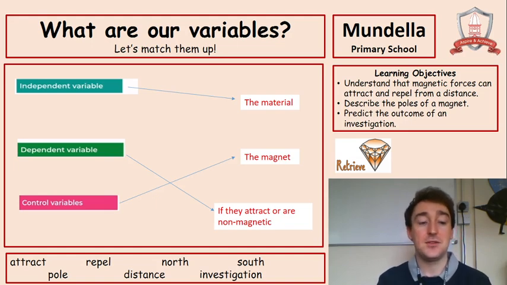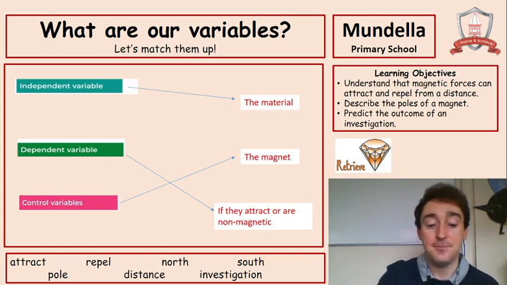Right, so independent variable, the thing we change, material. Dependent variable, if they attract or they're non-magnetic. And then finally, the control variable is the magnet, because that's the thing we're going to keep the same.